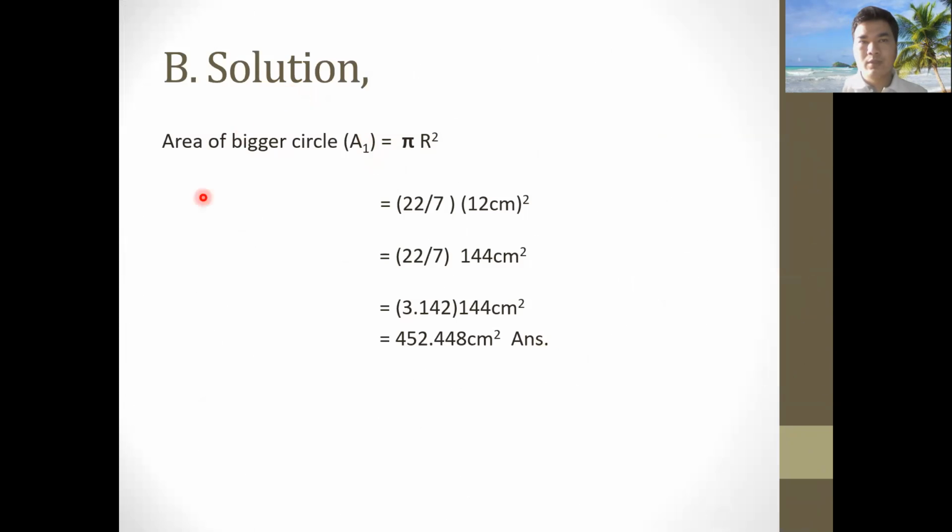Solution. Area of bigger circle A1 is pi R square, capital R this is. Pi means 22 by 7 and R is 12 centimeter square. 12 squared is 144. This 22 by 7, when you divide, it will become 3.142 and other digits also. Better to write 2 digits, you can write 3.14, no problem. When you multiply this decimal with this number, it will become 452.448 centimeter square. This is the area of the bigger circle.